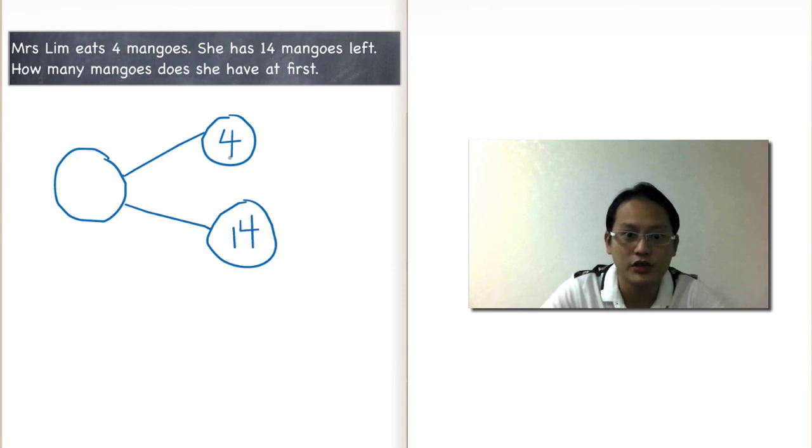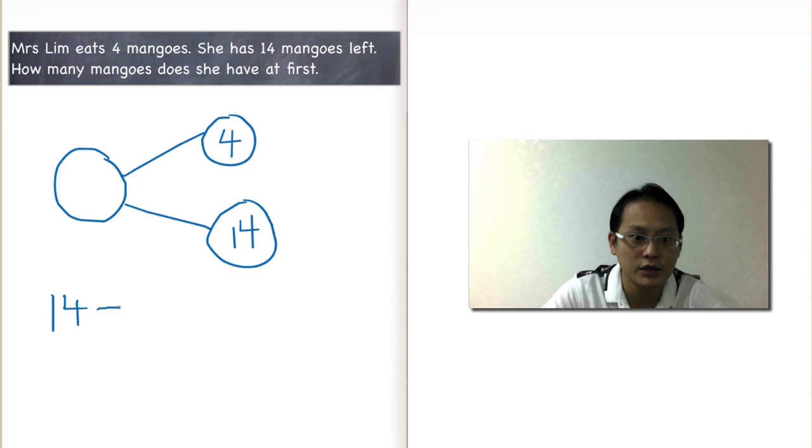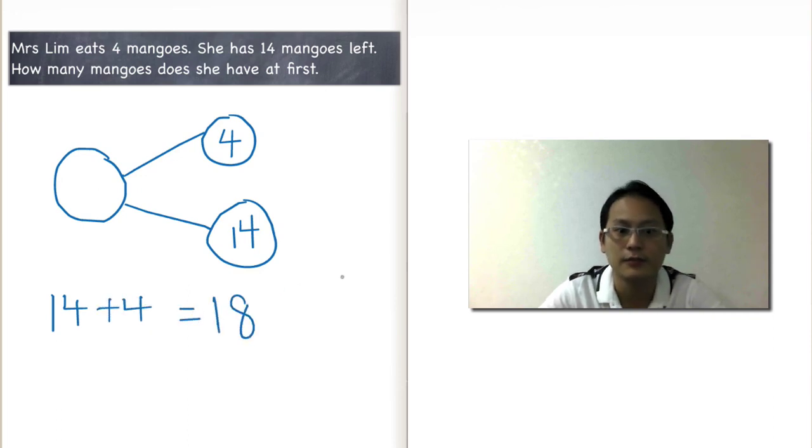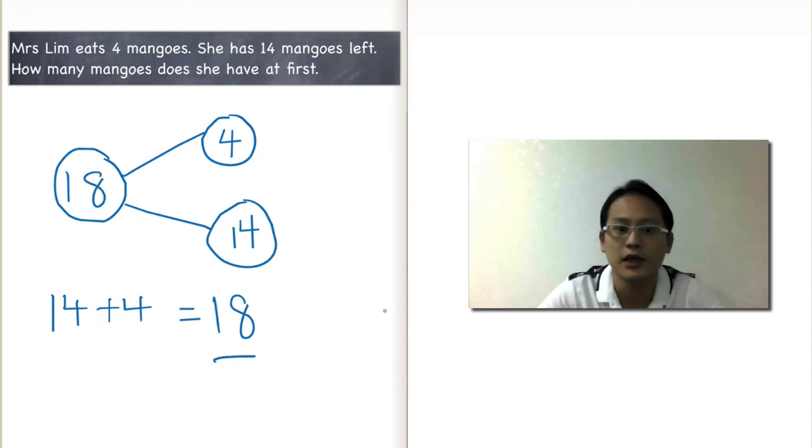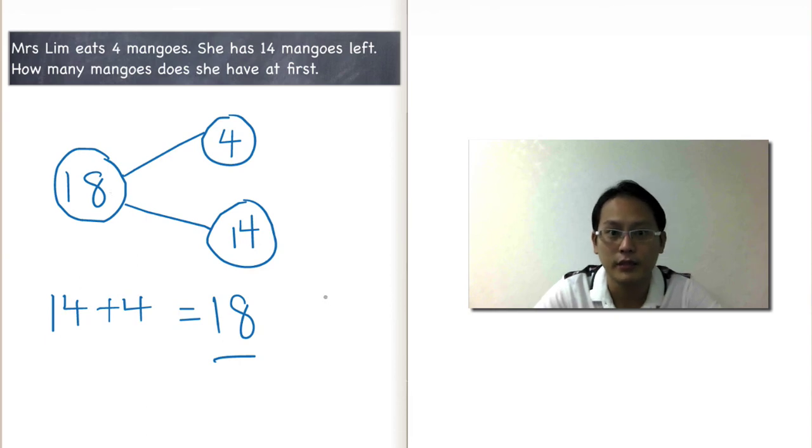Therefore, at first she must have the total number, which is these two adding together, which is 14 plus 4 equals 18. 18 is the answer. So we have the part whole concept. In order to do and check your word problems, it is very important that you know the part whole concept.